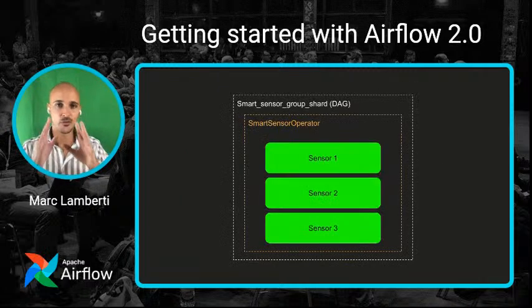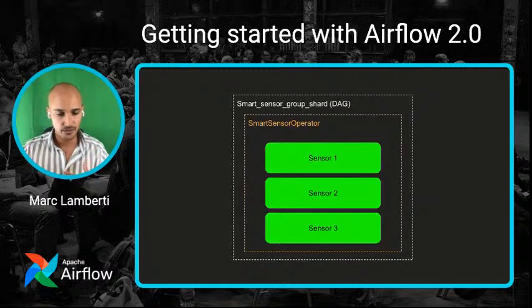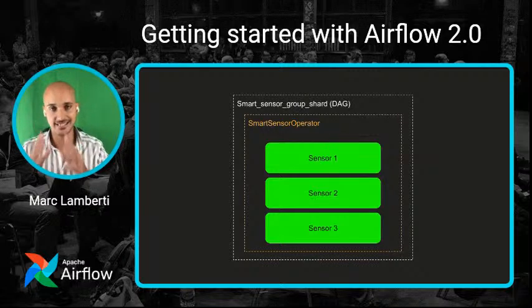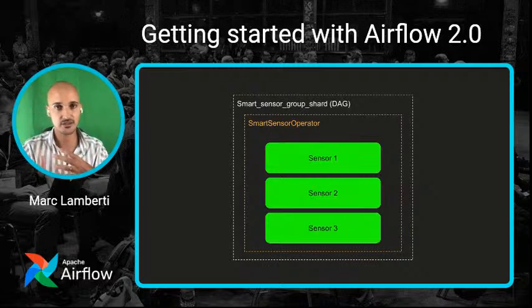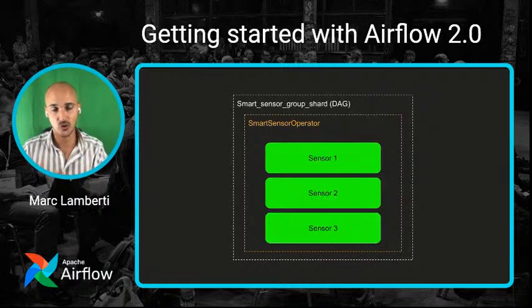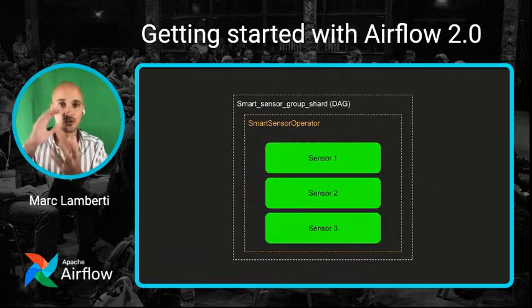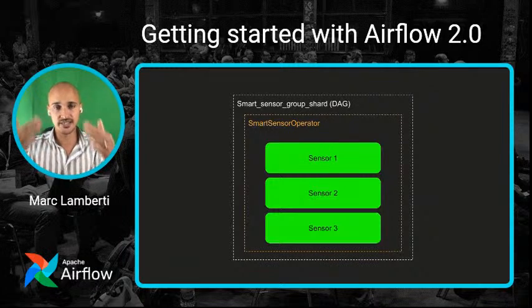How do they work? Well, instead of having one sensor executed at a time, your sensors will be executed in batches, where the sensors having the same kind of context, for example, sharing the same schedule, sharing the same interval, or waiting for the same thing, will be put inside the same smart sensor operator. They will be put into the same group. And then, at a given interval of time, your sensors will be checked in batches.